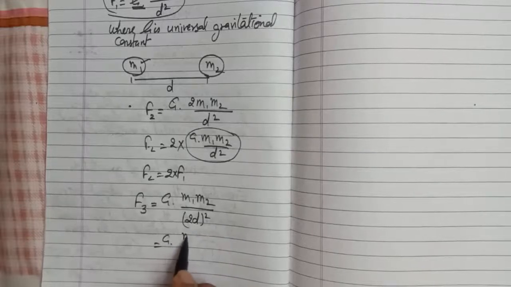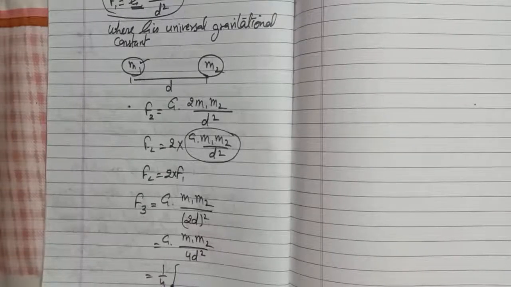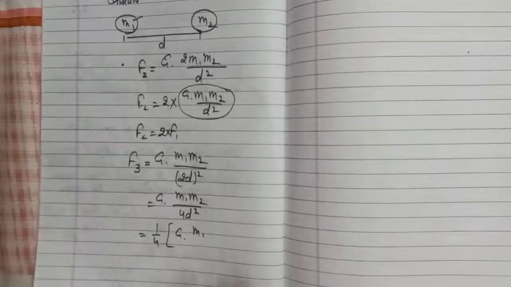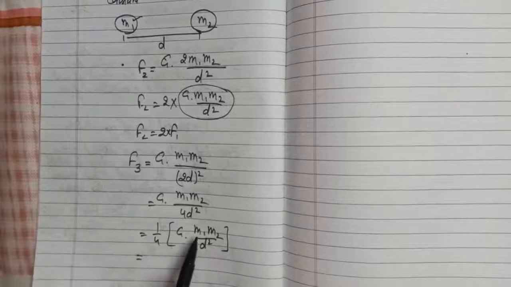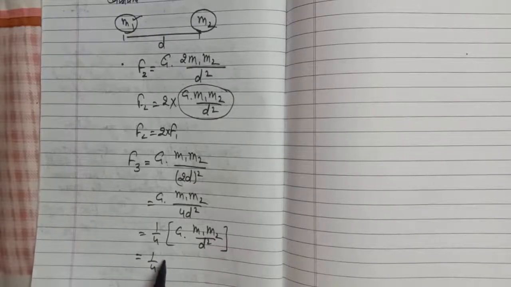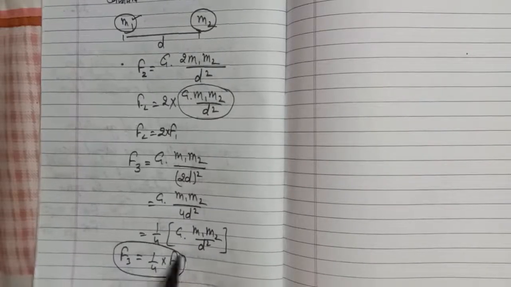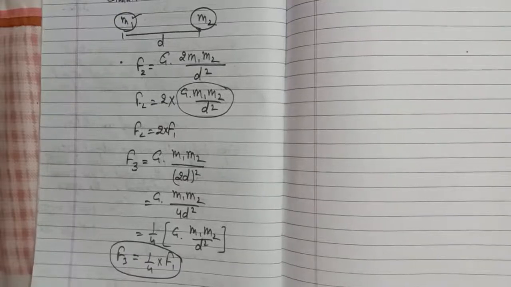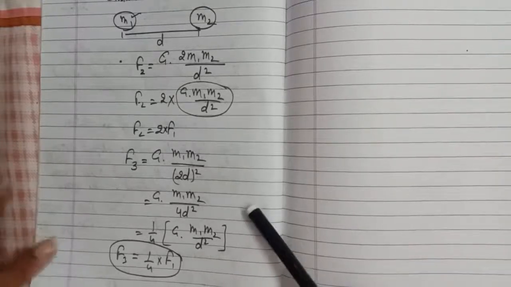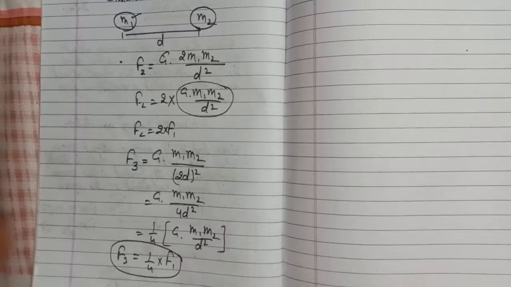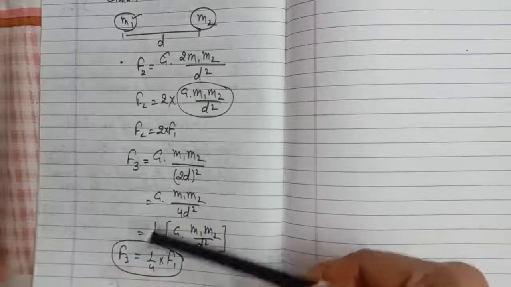So it will be G m1 m2 upon 4d square, and I am placing 1 upon 4 aside. It will be G m1 m2 upon d square. And we proved that G m1 m2 upon d square is the initial force between them. So we can say now the force becomes 1 upon 4 times the initial one. It means if we change the distance between the two objects, the force of attraction changes by the square, or we can say the reciprocal of the square. It means if you double the distance between them, the force will become 1/4 times.